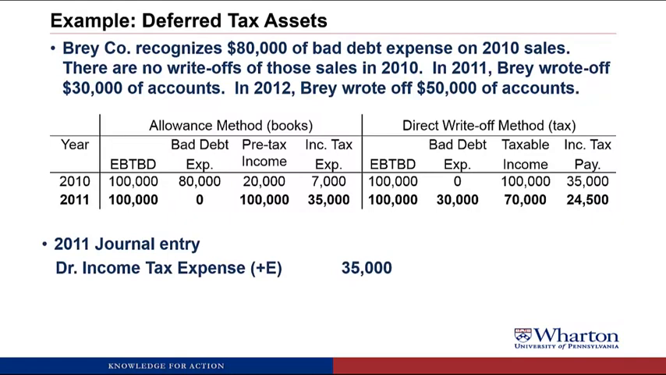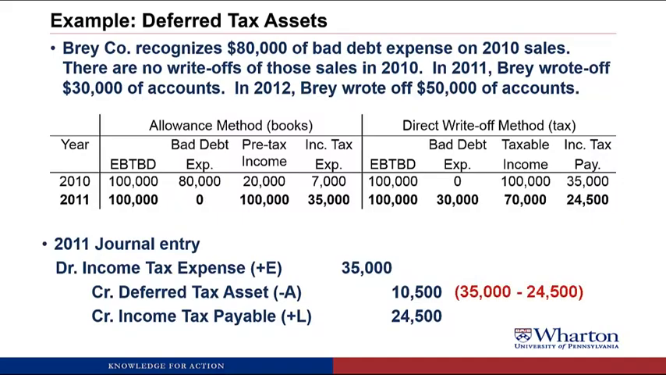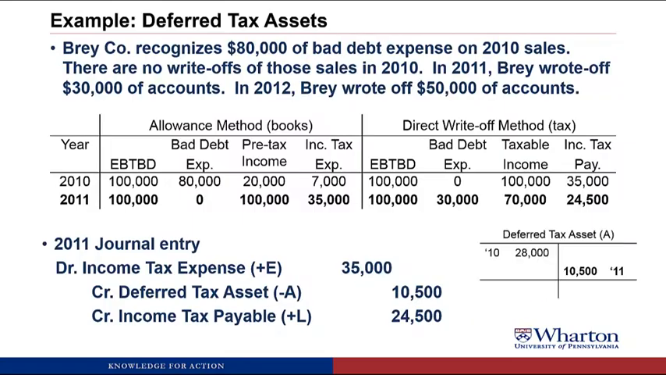So we're going to debit income tax expense for $35,000. That's what goes on the income statement. We credit income tax payable for $24,500. That is going to be what we owe the government. And we have to credit deferred tax asset for $10,500 to make this balance. So already the temporary difference is starting to reverse. So we end up having a credit entry to the deferred tax asset account, which means at the end of 2011, we still have about $17,500 of deferred tax assets left, future tax savings.